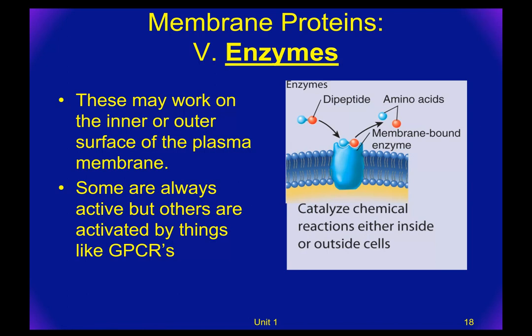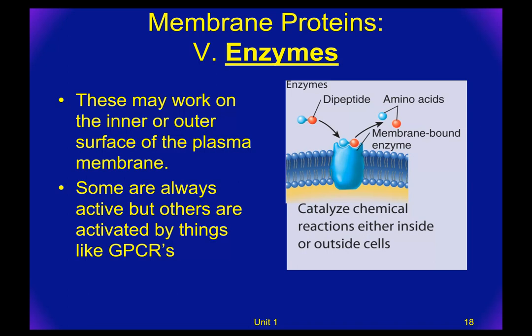Finally, the last membrane protein we're going to talk about, and we've already talked about it twice, I believe: enzymes. Enzymes can work on the outer surface of your cell. They can work on the inner surface of your cell. They can work in the plasma membrane in either direction. Of course, it depends on which proteins. There are some that are specific to the outside. There are others that are specific to the inside. It just kind of depends on which one you're talking about.